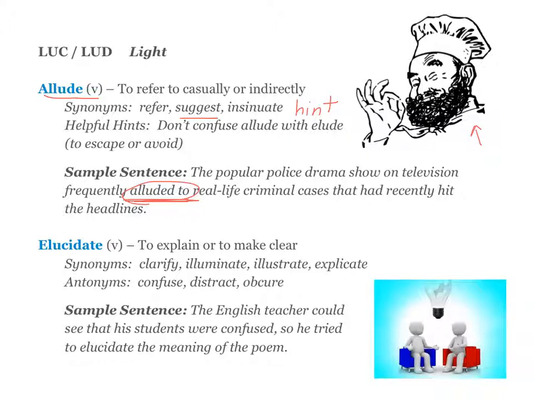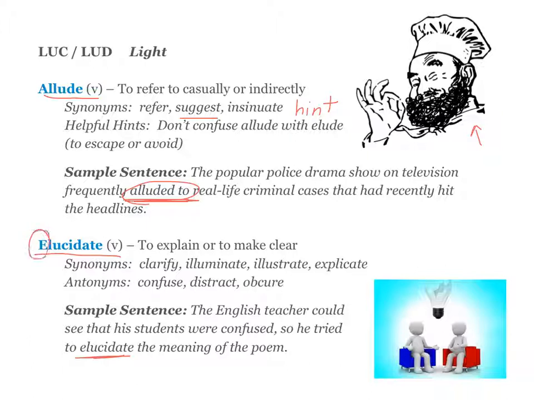Your next word is elucidate. It's a verb, and it means to explain or to make clear. Your sample sentence is, the English teacher could see that his students were confused, so he tried to elucidate the meaning of the poem. So he explained it further to elucidate that meaning.